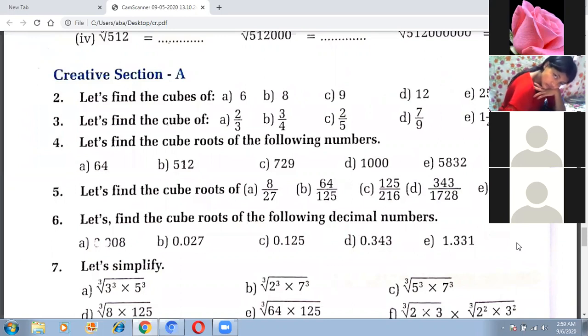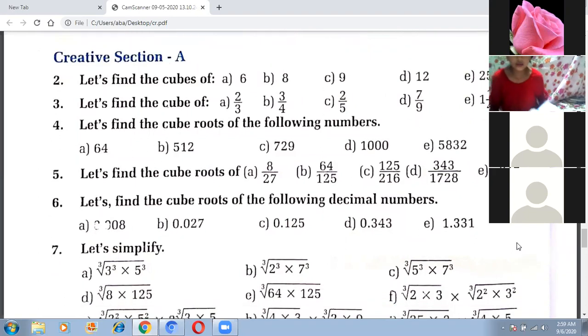Yes? Now 1000 means 10 into 10 into 10, 10 cube. Now the cube and cube root cancel. Now what is left? 11 by 10. 11 by 10, convert into decimal: 1.1. Very good. 11 by 10 means 1.1. Now you can do question number 6 also. Yes. Now question number 7.